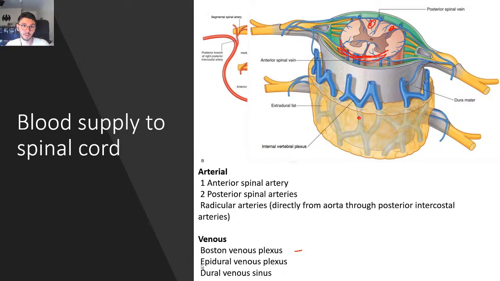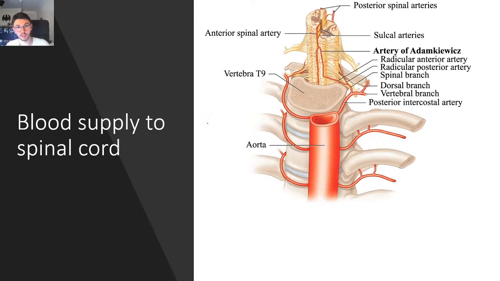And if we move on to the next slide here, this is where the aorta is, and these are the radicular arteries, and as you can see, they go directly off the aorta and into the spinal cord. Now, here is an important artery. It's called the Artery of Adamkiewicz, and the reason it's important is because it supplies the anterior two-thirds of the spinal cord.